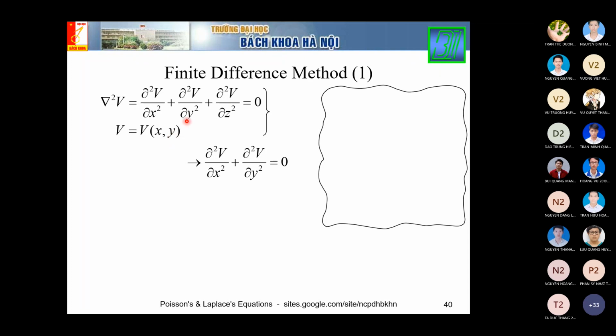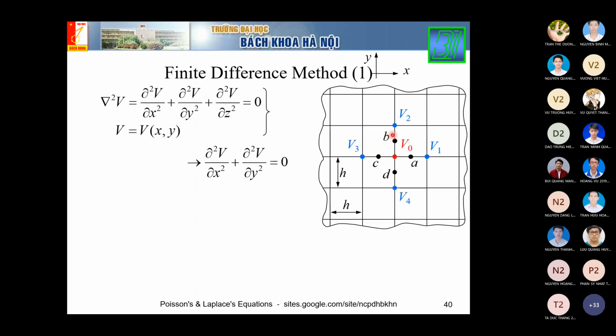Now, instead of solving this equation directly, I will do it in this way. I divide this cross section here into many small and equal squares, as you can see here. The dimension of each square here is h. H here is called the incremental of the space. And now I will try to solve this one approximately.